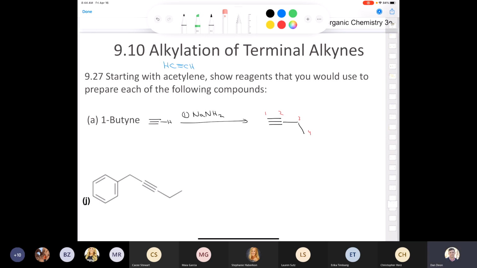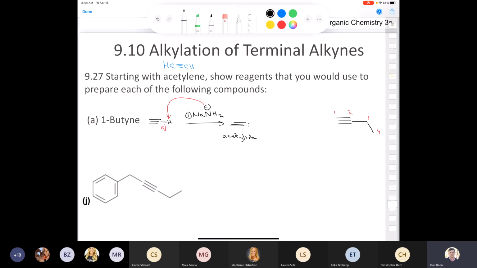Now I'm going to actually make it a little different here. Let me do this, and I will delete all of that. There we go. And I'm going to draw the intermediate because I can. So what's that going to do? The sodium amide is going to do a deprotonation like this, and you end up with this molecule, which is acetylide.